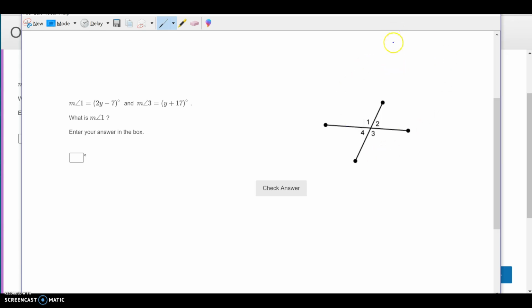All right, the measure of angle 1 is equal to 2y minus 7. The measure of angle 3 is y plus 17. How can we find the measure of angle 1? These are vertical angles. Vertical angles are congruent, so we can set these equations equal to each other. So 2y minus 7 equals y plus 17.